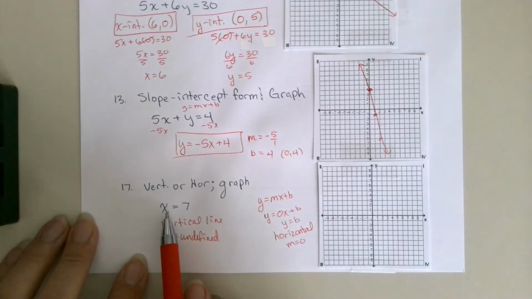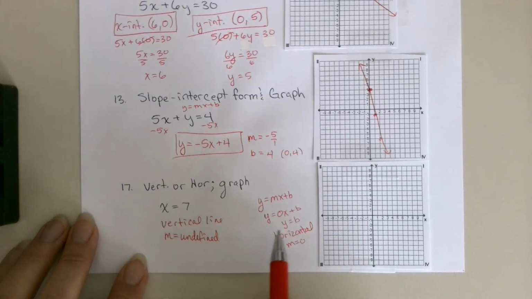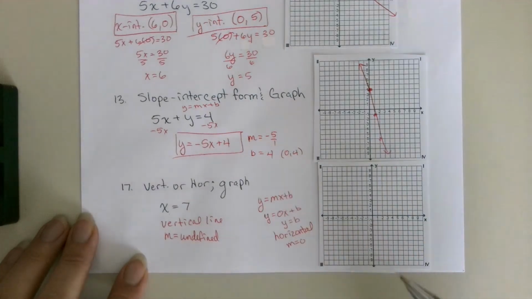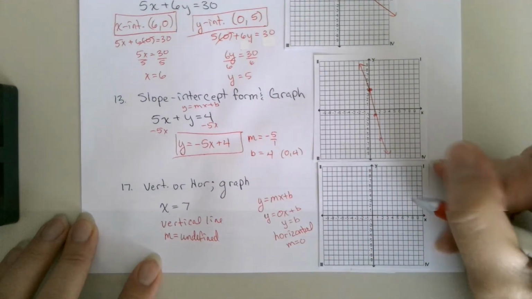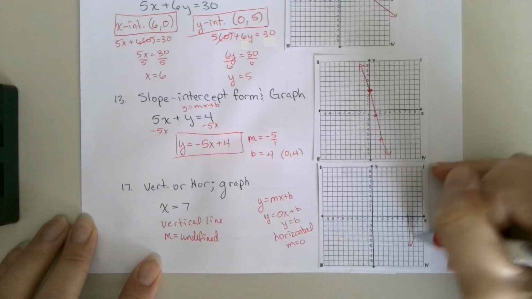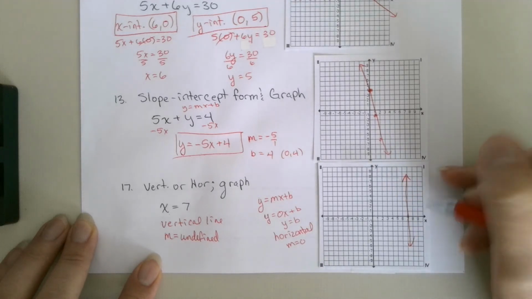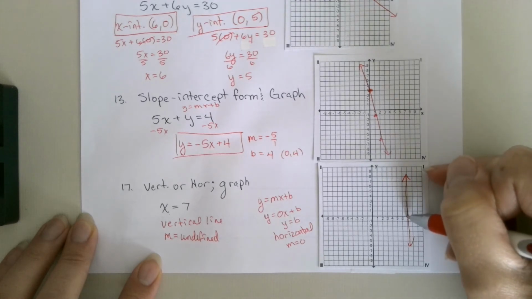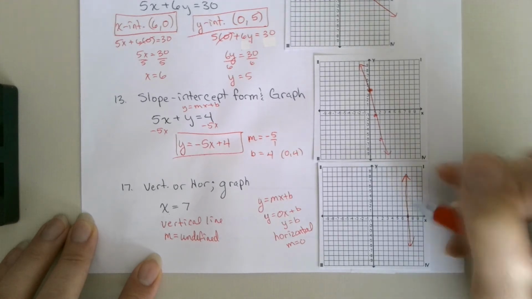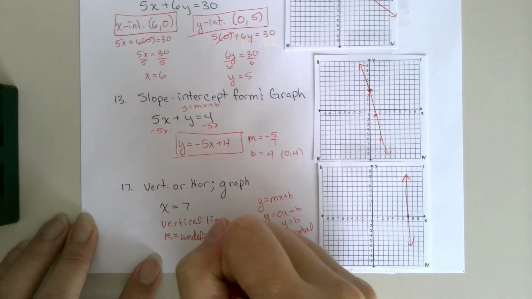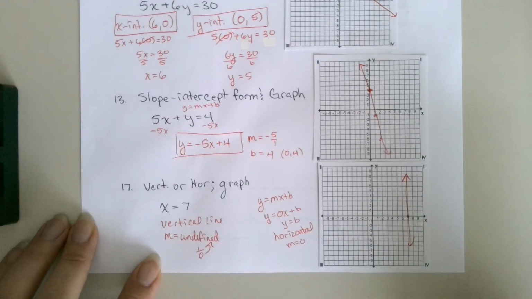But the minute I see x equals, I know something is different. It doesn't fit the rules of y equals, and so my slope is considered undefined. This cuts through the x-axis at 7, just like that. So there is my vertical line. My slope is undefined because if I start here, I rise 1 and I run 0. And I can't divide by 0, that is undefined.